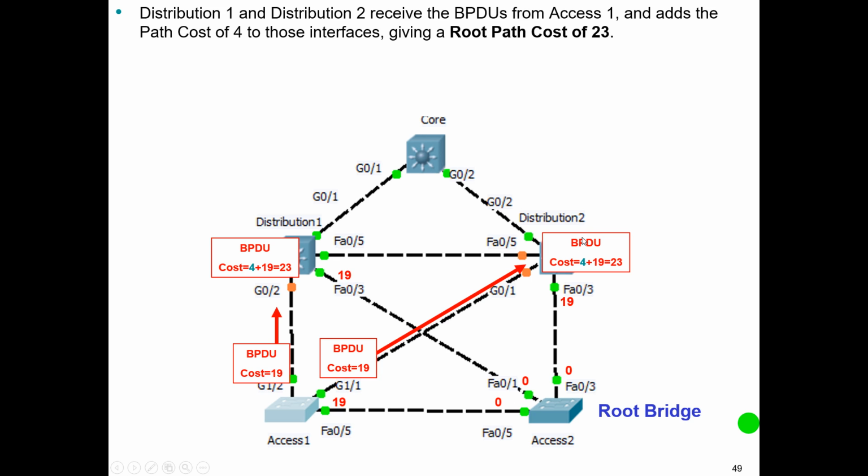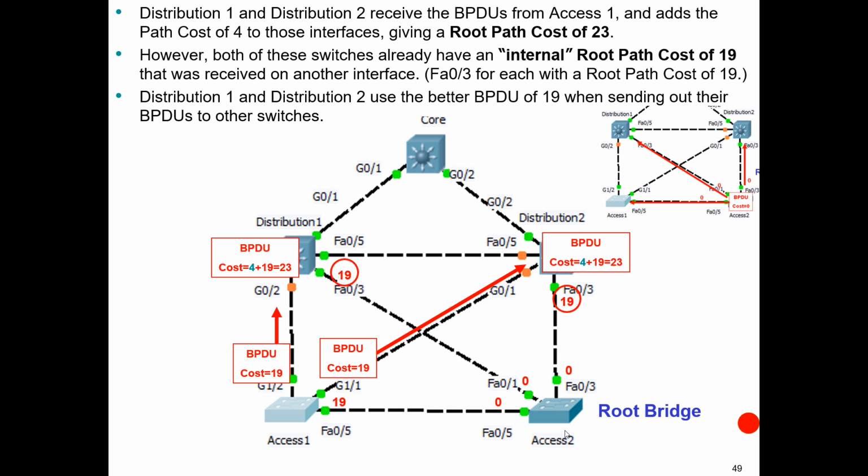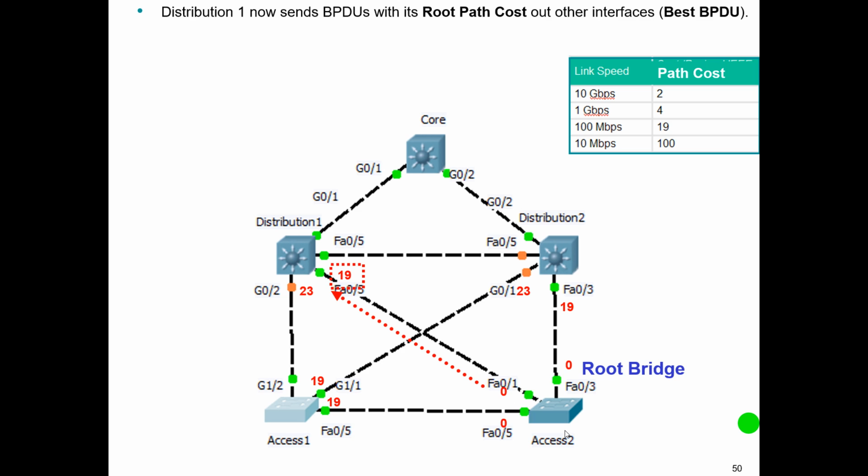So if distribution 2 wanted to reach access 2, and it sent traffic out Gi0/1 to access 1, that would be a path cost of 4, plus a path cost of 19, so 4 plus 19 will equal that 23. However, both of these switches already have an internal root path cost of 19, so each will keep the lowest root path cost. That is why those interfaces will be turned down.